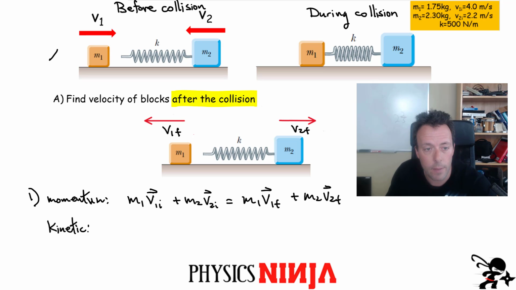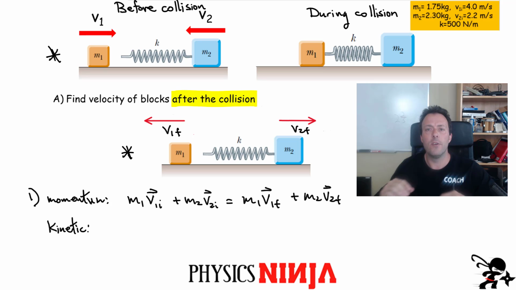Because we are comparing this picture to this picture, the only energies involved are kinetic energies. We're not dissipating any energy. There is no friction in this problem. It's only spring potential energy, and that gets put back.